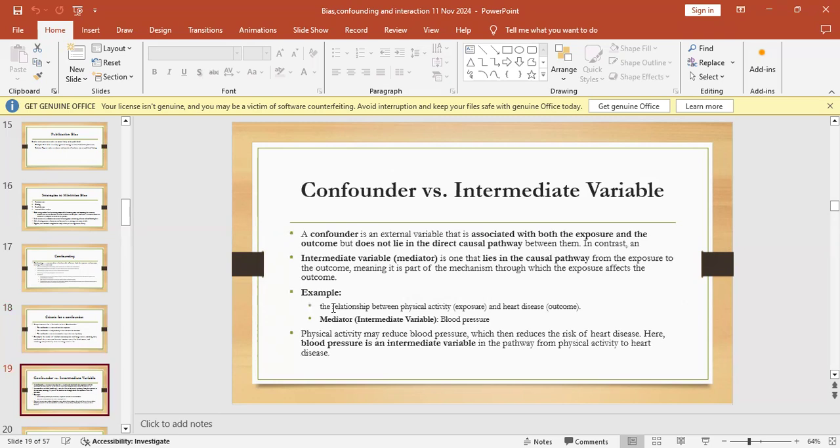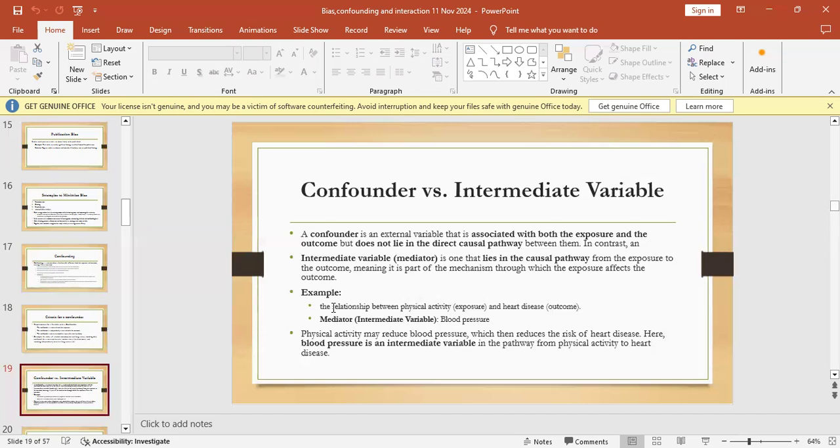Confounder versus intermediate variable. A confounder is an external variable that is associated with both the exposure and the outcome, but does not lie in the direct causal pathway between them. The intermediate variable, the mediator, is one that lies in the causal pathway from exposure to the outcome, meaning it is a part of the mechanism through which the exposure affects the outcome.